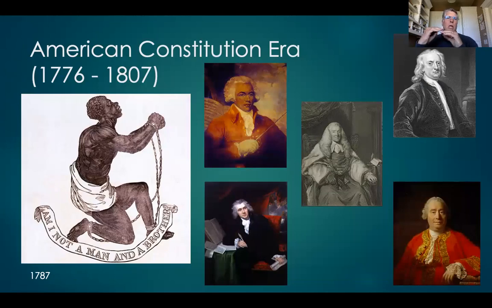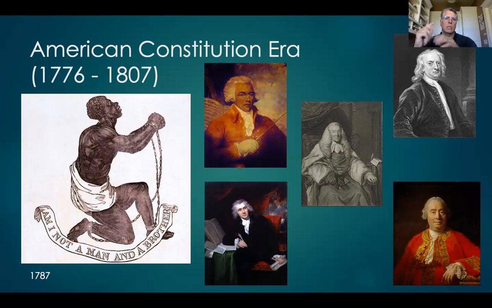The Constitution era started in 1776, probably a little bit before that, but we'll call it the Declaration of Independence. That was already kind of in the mix by that time, and it ended in 1807, when the Atlantic slave trade was made illegal, though the Constitution set a priority for 1805. So you have this Constitution era.